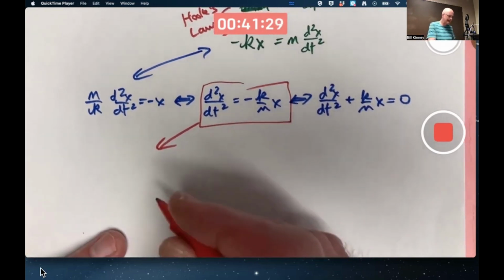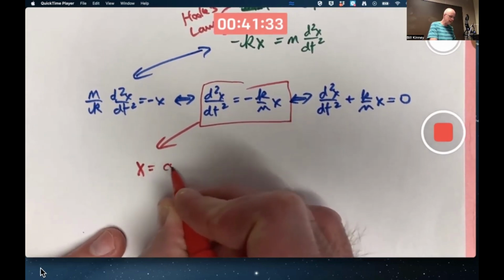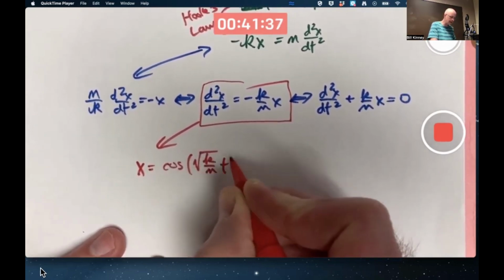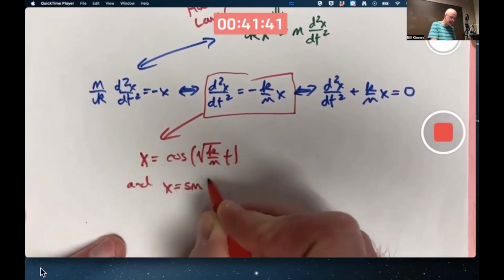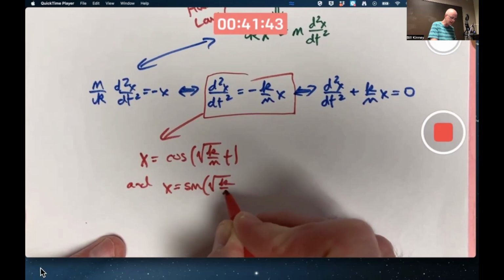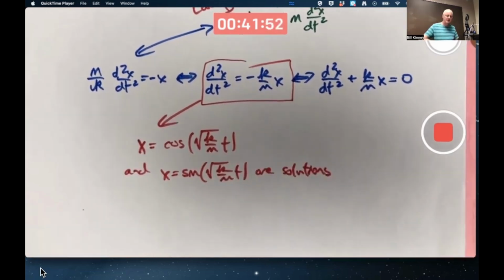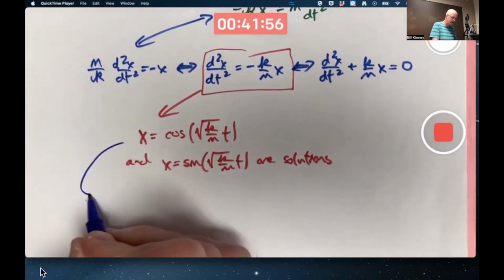But still a little bit of guesswork would reveal that x equals cosine of square root of k over m times t, and x equals sine of square root of k over m times t are solutions. Should be able to check that. You do it with the cosine. Let's check.